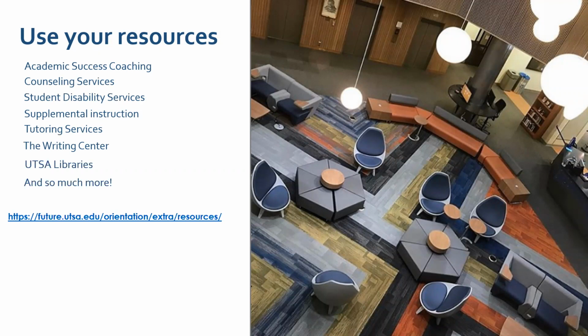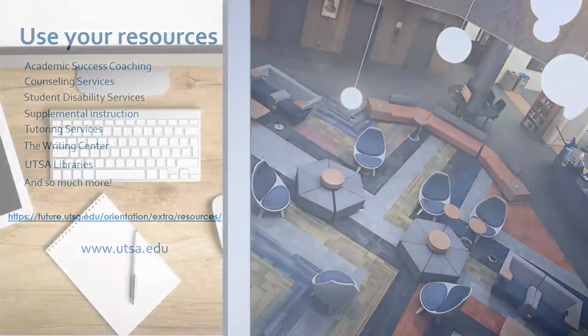On the screen, you can see a link that will take you to a website that has a lot of different little short 2 to 3 minute videos that explain a lot of the different resources on campus. Or you can just go to the website at www.utsa.edu and use the search tool to find the different resources that are available.